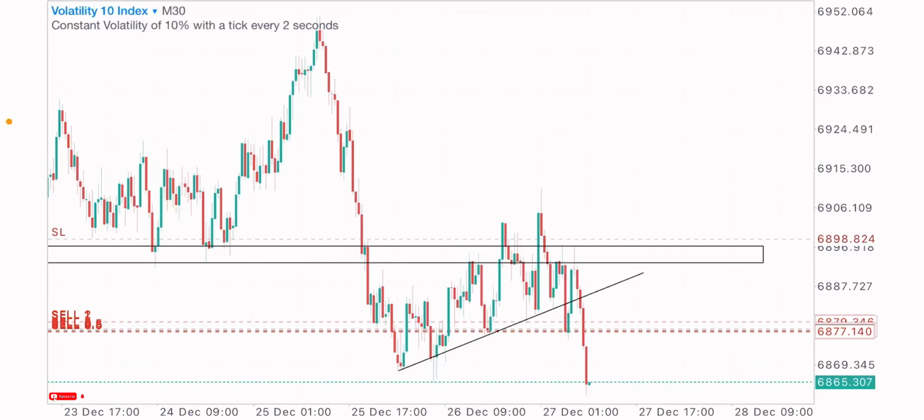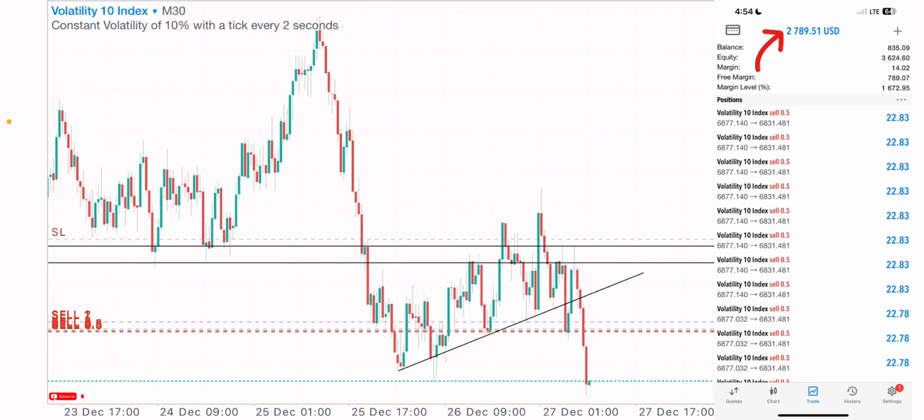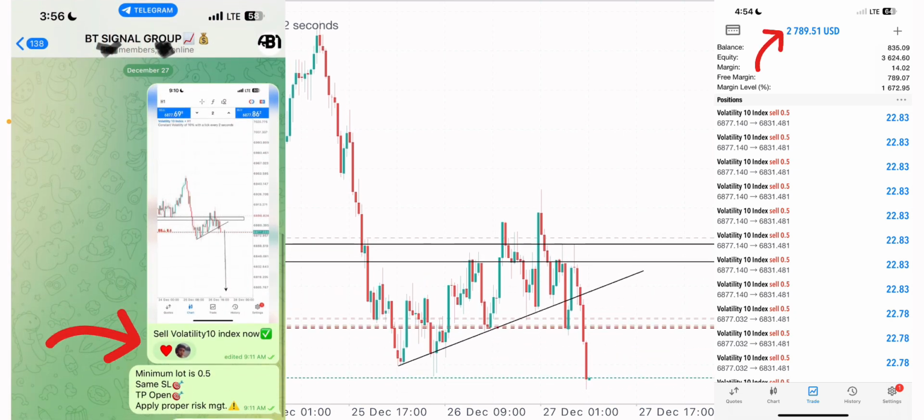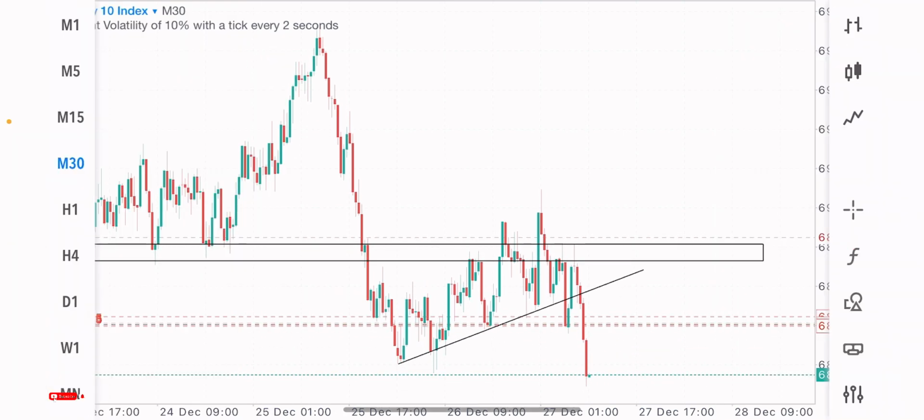So I took a sell trade on volatility 10 index and the signal was shared as well. You can see I'm moving deep in profit. The trade is moving nicely up. So what's the market analysis? How did I get the sells on this index? How did I know this index is going to sell?